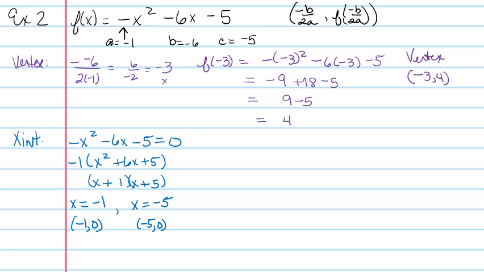Okay, let's get these graphed. Okay, so I have negative 3, 4 here. It's my vertex. And then I have negative 1, 0. I have negative 5, 0. All right, and then last but not least, I'm going to do my y-intercept. Again, I plug in 0. That'll give me my y-intercept.